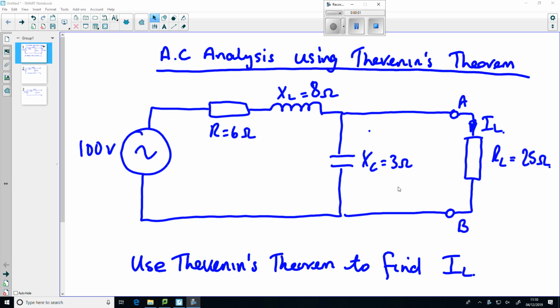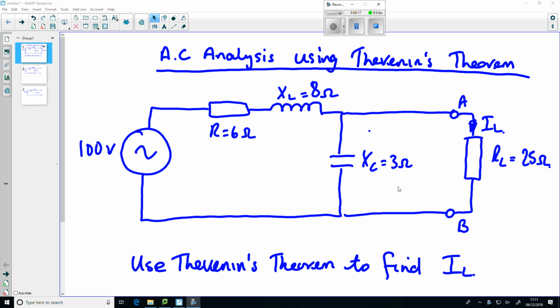We will make a start on today's session then. What we're going to have a look at is AC analysis, so analysis of an AC circuit with a capacitor and inductor using Thevenin's theorem.